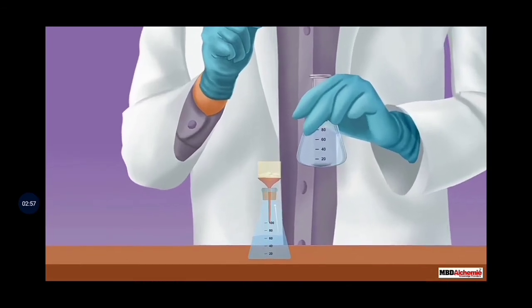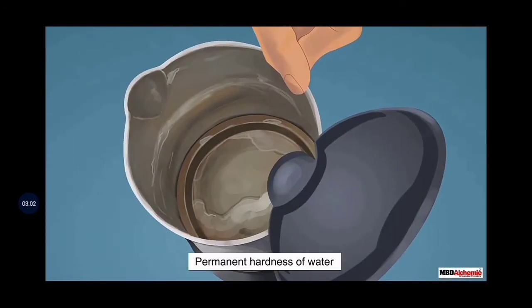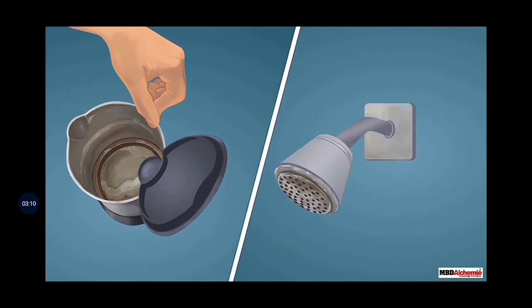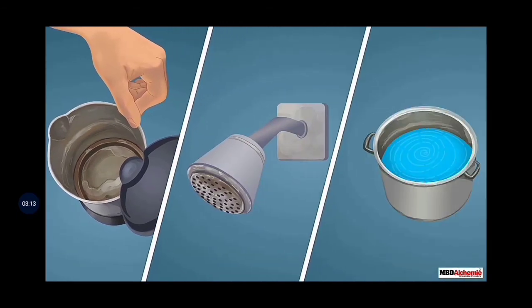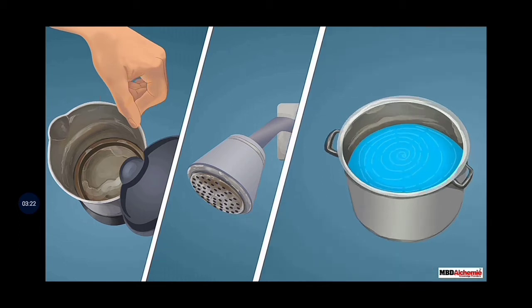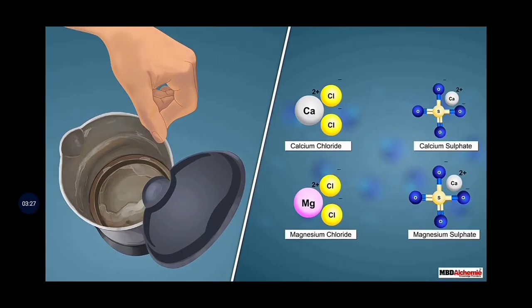Now that we have studied the temporary hardness of water, let us learn about the permanent hardness of water. You may have noticed a hard white coating inside electric kettles, on showers, and even inside utensils in which water is boiled. This hard white coating results due to permanent hardness of water. The permanent hardness of water is caused due to the presence of chloride or sulfate salts of calcium and magnesium. The white coating seen on different surfaces is nothing but a deposit of these salts.